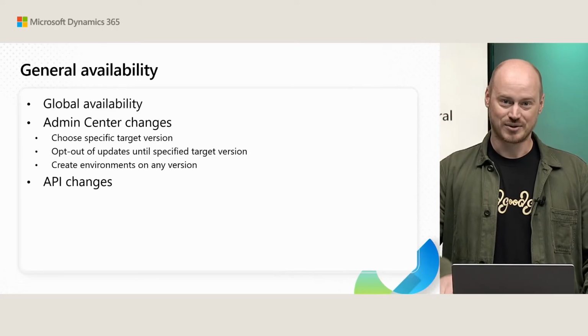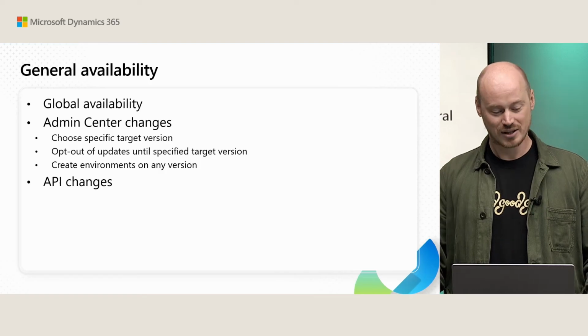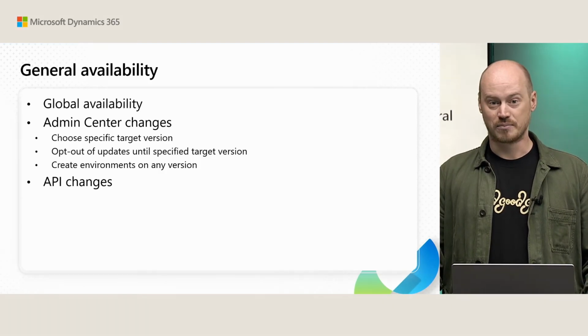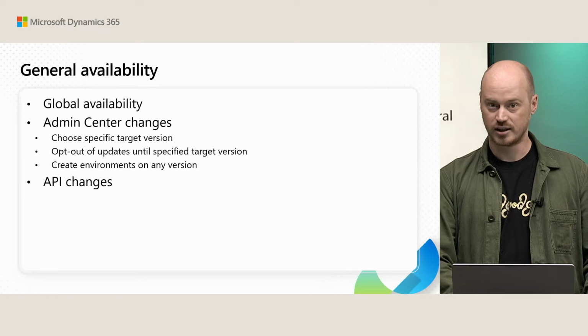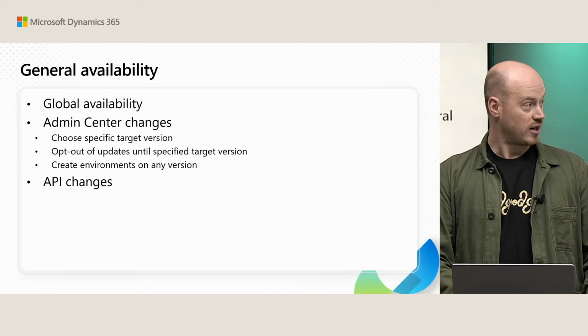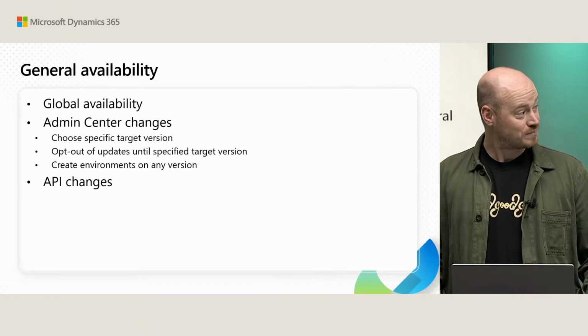So the API that we've had for years to manage environment updates will continue to work, but it will not support any of the new flexibility that we're introducing here. So if you're using the API to schedule updates across all of your environments, I'd recommend that you look at the new API endpoints to use this new flexibility in your automations as well. And now to see what it looks like in the admin center, Ricardo?